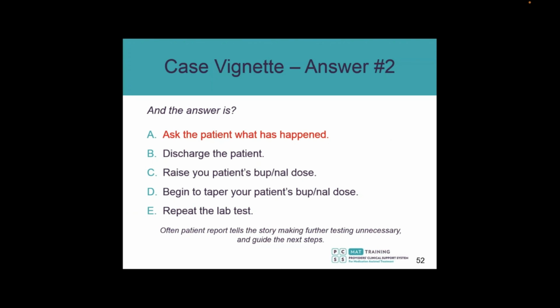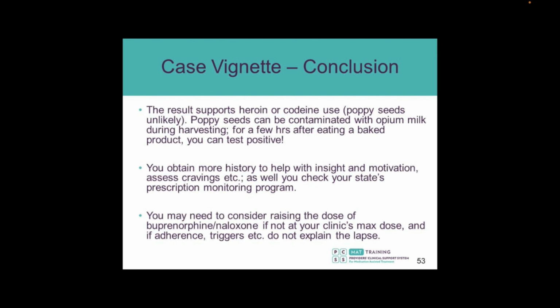You can take his word for it. Now, if he says, I didn't do anything else, then you have to explore it a little further, and you might repeat the lab test. So, in conclusion, in this case, likely your patient says that he relapsed. The result, if you didn't ask the patient, would support heroin or codeine use. And here I explain why poppy seed sometimes can give you a positive. It's actually poppy seed cake that has the highest density of poppy seeds, more than poppy seed bagel.